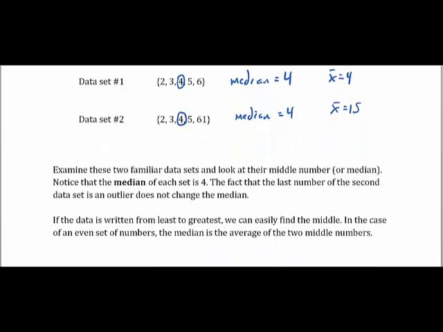Examine the 2 familiar data sets and look at their middle number, or median. Notice that the median of each set is 4. The fact that the last number of the second data set is an outlier does not change the median.